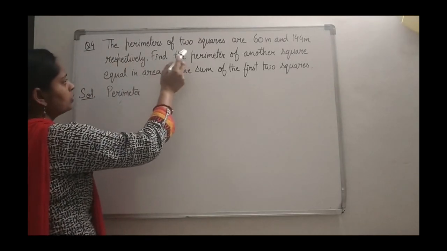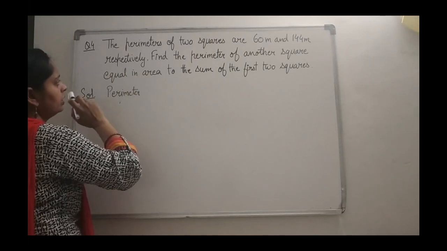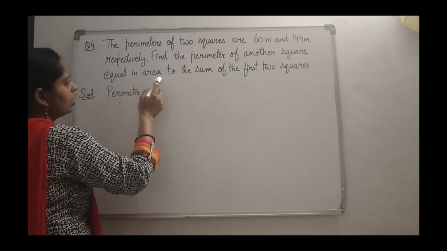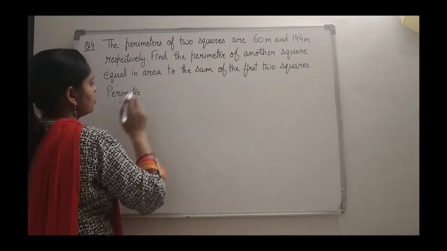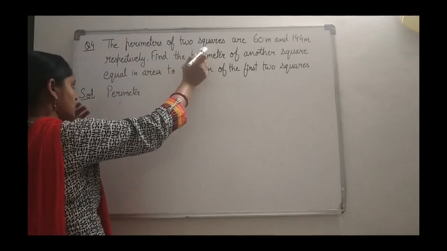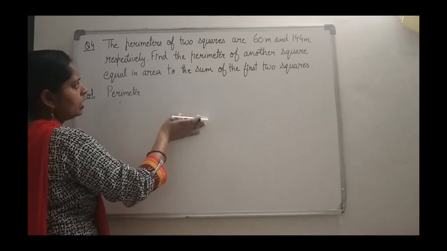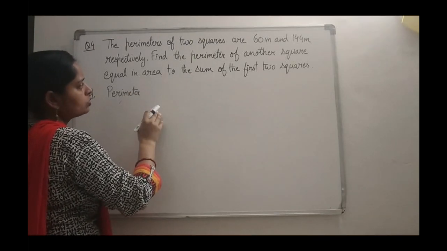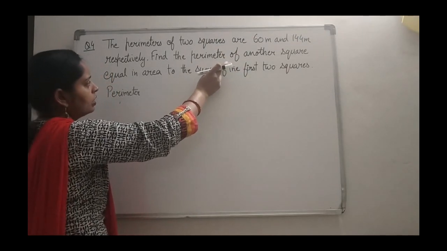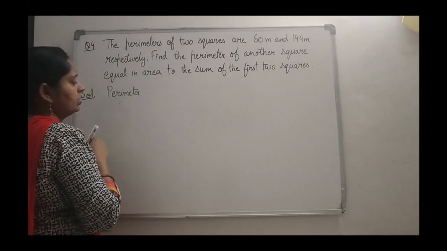The perimeters of two squares are 60 meter and 144 meter respectively. Find the perimeter of another square equal in area to the sum of the first two squares. Means what we have to do? Perimeter of squares have been given. So first we have to find the side, and when we are having the side of the square, so we can calculate the area of the squares, and the sum of the areas of these two squares will be the area of the new square. And now after that we have to find the perimeter for the square.